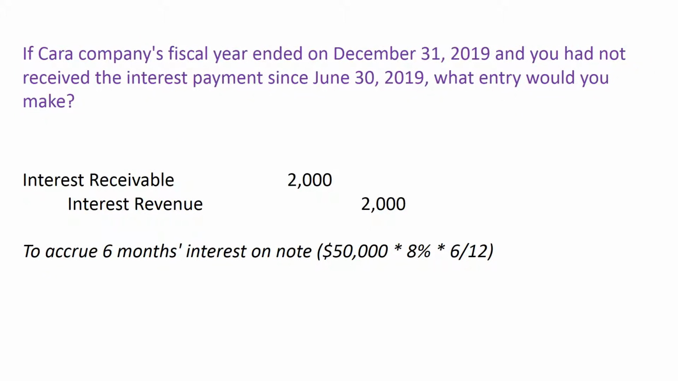If Cara Company's fiscal year ended on December 31st, 2019, and you had not received the interest payment since June 30th, 2019, what entry would you make? Debit interest receivable, $2,000. Credit interest revenue, $2,000, to accrue 6 months interest on note, $50,000 times 8% times 6/12.